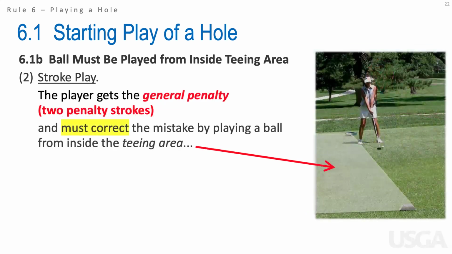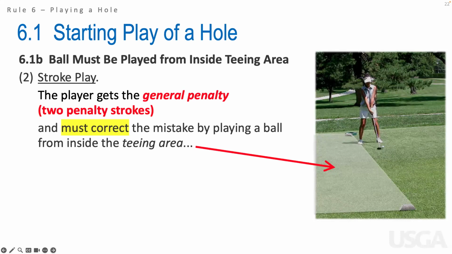Now in stroke play, because we obviously have to protect the rest of the field, there is the general penalty, which is 2 strokes, and the player must correct that mistake. As you keep going through the rules, there are a few scenarios where you have to correct the mistake. Otherwise, you get disqualified. So at least you're getting the 2 strokes. I think that's way better than getting disqualified. So you'll just correct that mistake.